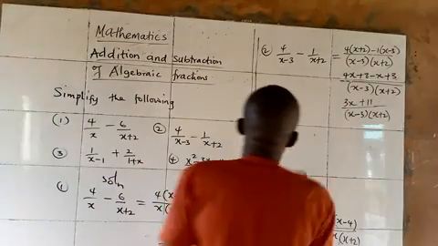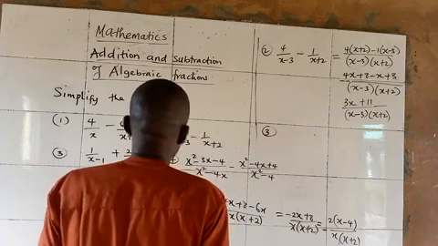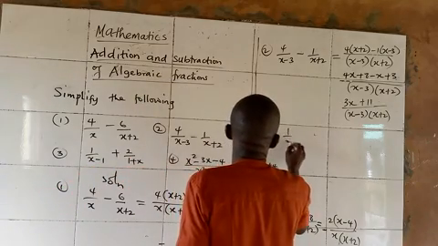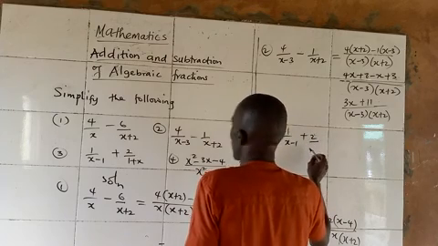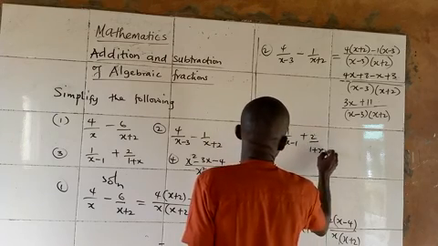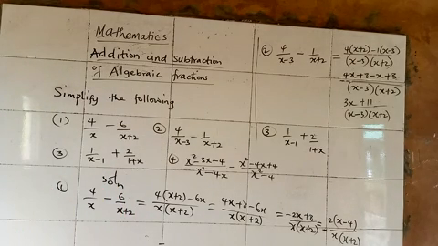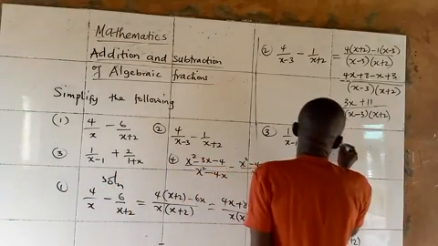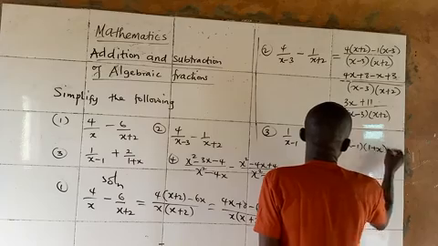I will now go straight to question 3. Let us go straight to question 3. Now, what is question 3 there? Question 3 says 1 over s minus 1 plus 2 all over 1 plus x. Meaning we can still take LCM of the denominator. The LCM will give us s minus 1 and also 1 plus s.